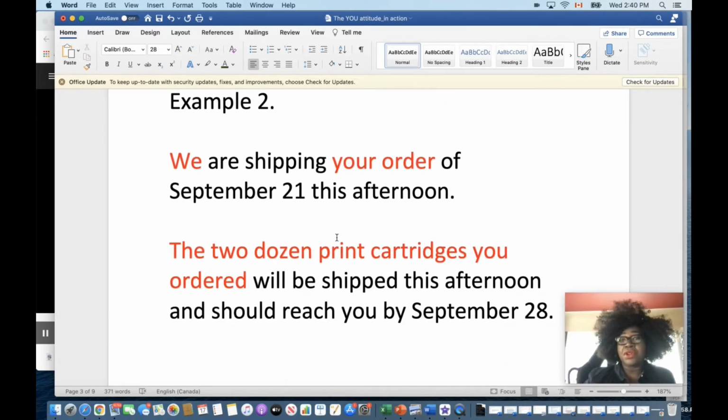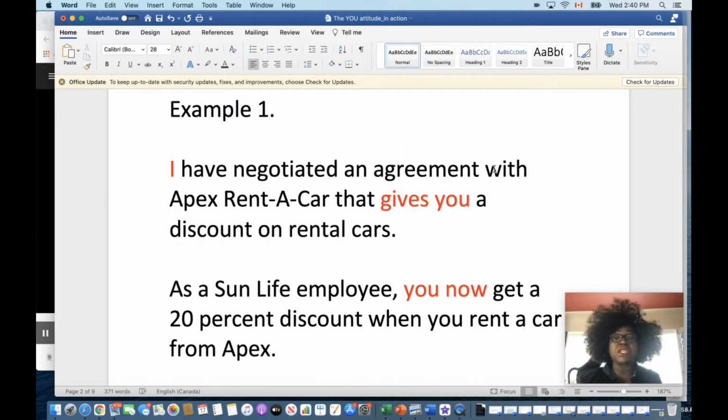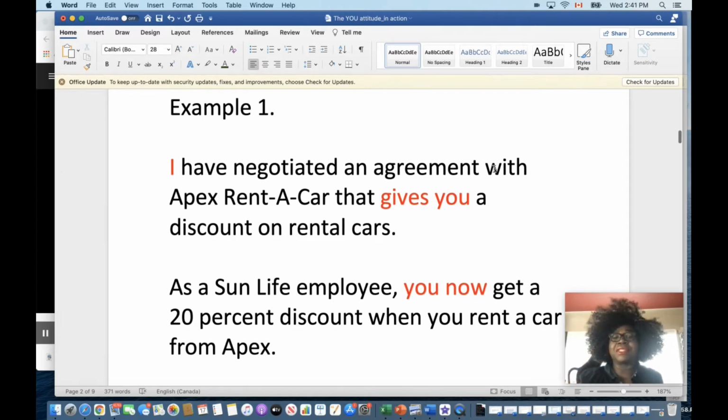Here's another example. We are shipping your order of September 21st this afternoon. Or the 24 print cartridges you ordered will be shipped this afternoon and should reach you by September 28th. Similar but different. Because in the first one, rather than focusing on what you are going to do for them, you talk about how they will benefit. Now, when you say I have negotiated, you're talking about what you have done. But when you say you can now get, you're talking about how they can benefit.